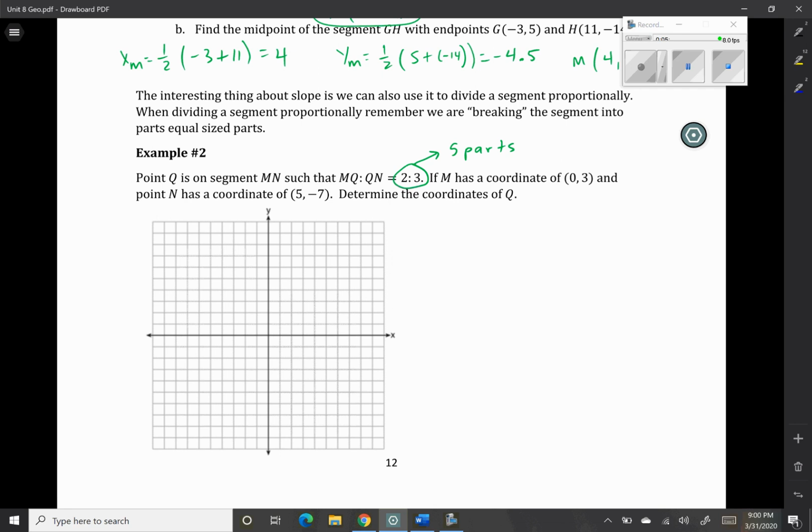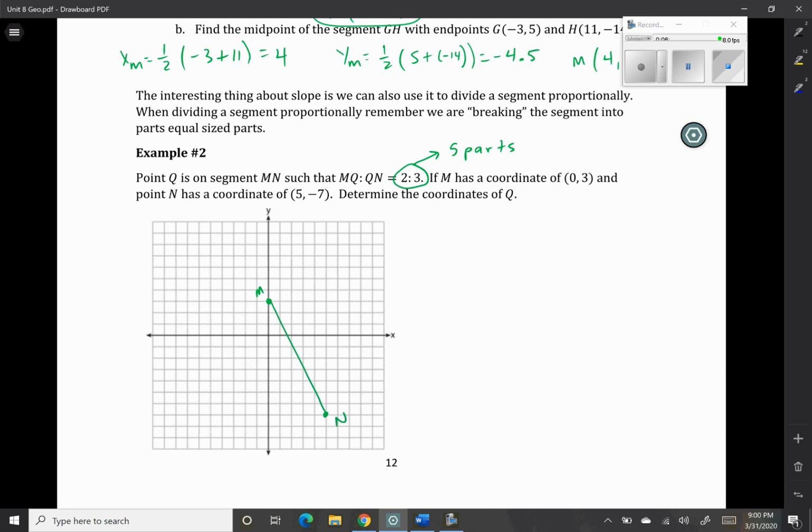I'm getting that because the ratio is 2 to 3, so there's 2 parts and 3 parts, so in total there's 5 parts. So eventually when I have this segment, I want to chop it up into 5 equal parts. Now on the coordinate plane we can do that, so if I graph the point 0, 3, label that M, and the point 5, negative 7, label that N. This line, which let me grab my straight edge here, this line can be cut into 5 equal sized pieces.